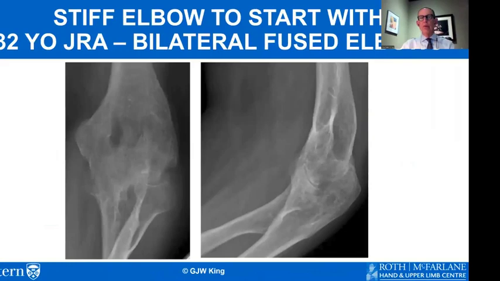I think the most common reason to end up with a stiff total elbow is that the elbow was stiff to start with. Here's an extreme example. This 32-year-old patient with juvenile rheumatoid arthritis presented to me with bilateral fused elbows. She could not feed herself, and she required constant assistance for activities of daily living.